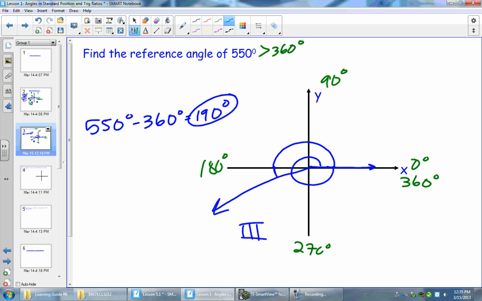But the question doesn't ask about the quadrant, it asks what the reference angle is. Remember, the reference angle is produced by the x-axis and the terminal arm. So the reference angle is located right there. All right, so let's find that angle. Remember, we rotated 180 here. We had to get to 190. So this reference angle is equal to 10 degrees. So there's my final answer: the reference angle is equal to 10 degrees. Remember, it's always positive.